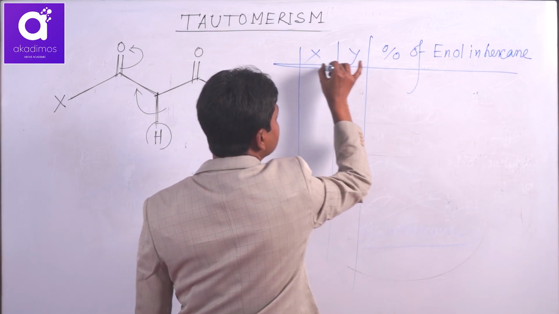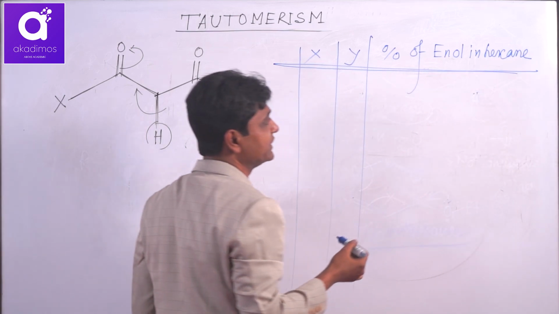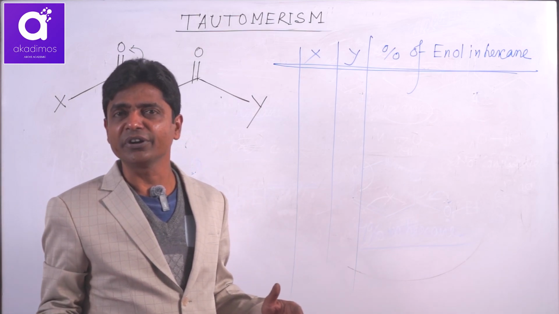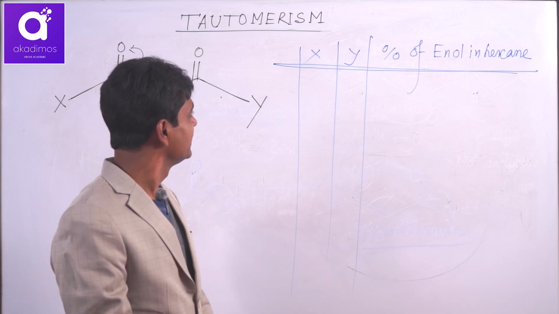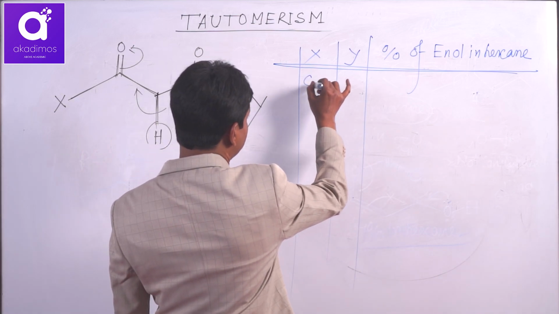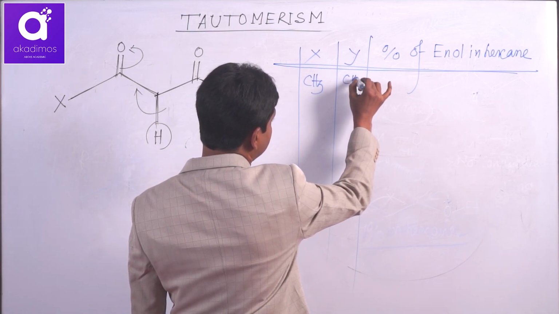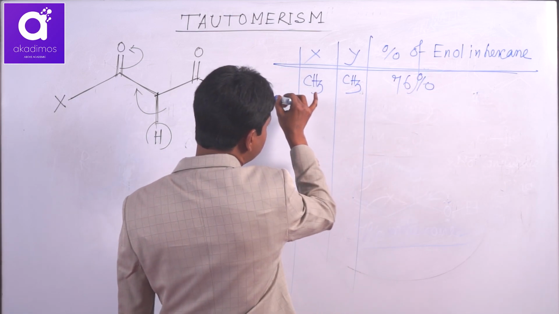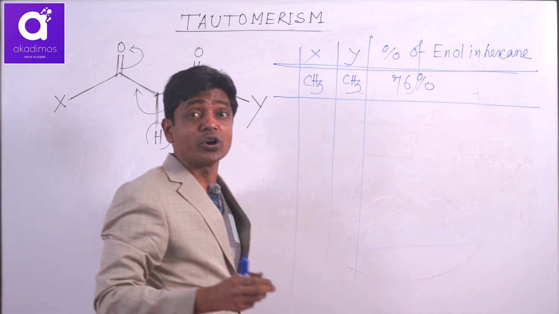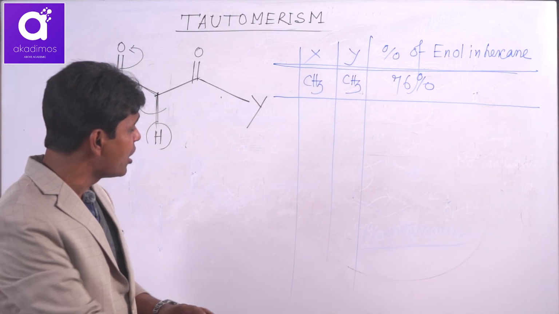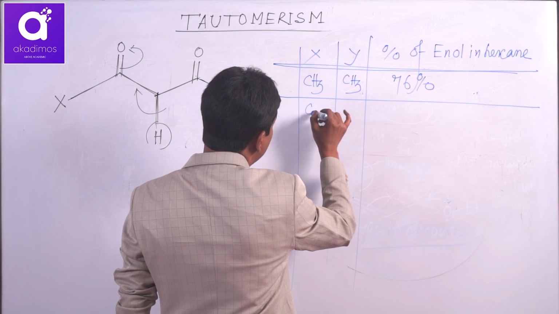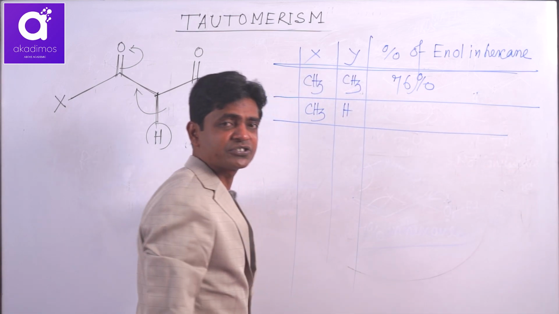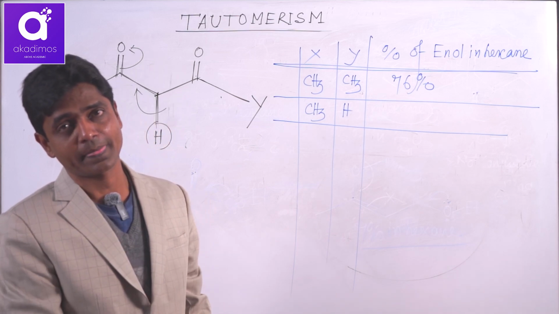Highly important part of the chemistry. In future, it may come in different competitive exams like JEE Advanced. I have given the specific example when both are methyl. It was 76%. You don't have to remember the percentage, but the order you have to remember. Now, if I change one methyl by one hydrogen, can you tell me if its percentage decreases or increases?